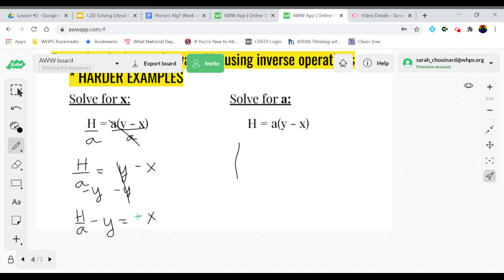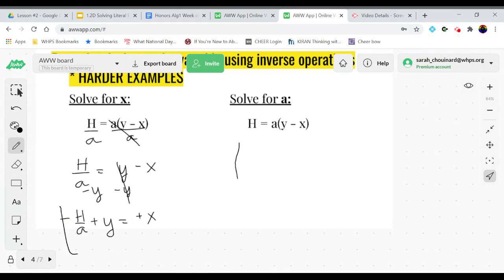Now the problem is I don't want negative x. I want positive x. So to turn this positive, I have to multiply by negative 1. So I need to multiply this by negative 1 to make it negative h over a, this by negative 1 to make it plus y, and this by negative 1 to make it positive x.